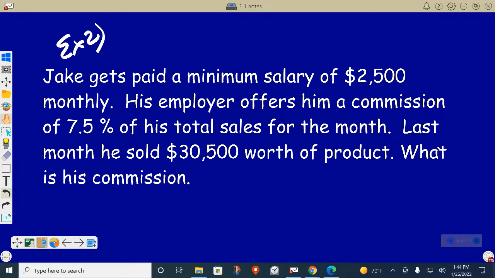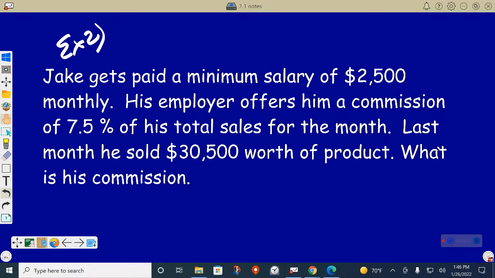So one more warm-up problem. We're not going to go into our official notes yet, but I want to review something about yesterday, about commission. Were you here yesterday? You were, huh? Yeah. Okay. This is a different kind of commission problem that your assignment has that I just want to go over. Write this down. Jake gets paid a minimum salary of $2,500 monthly. His employer offers him a commission of 7.5% of his total sales for the month. Last month he sold $30,500 worth of product. What is his commission? I'll give you about a minute to write that down.